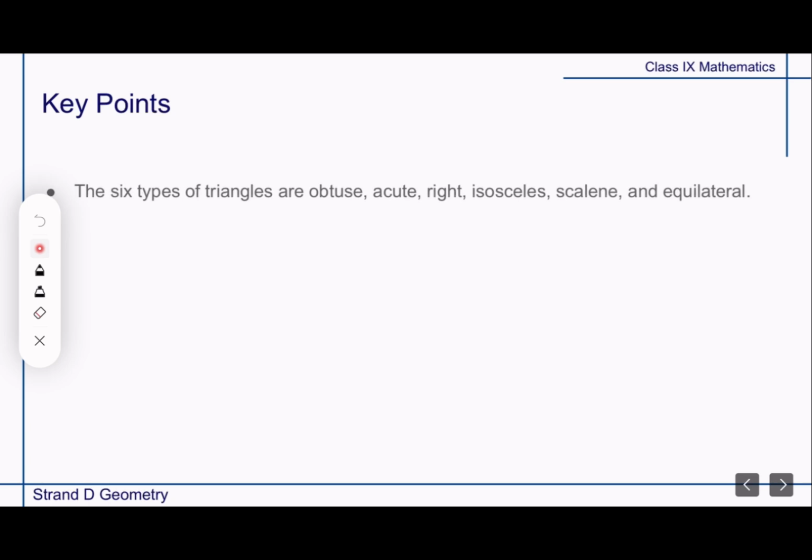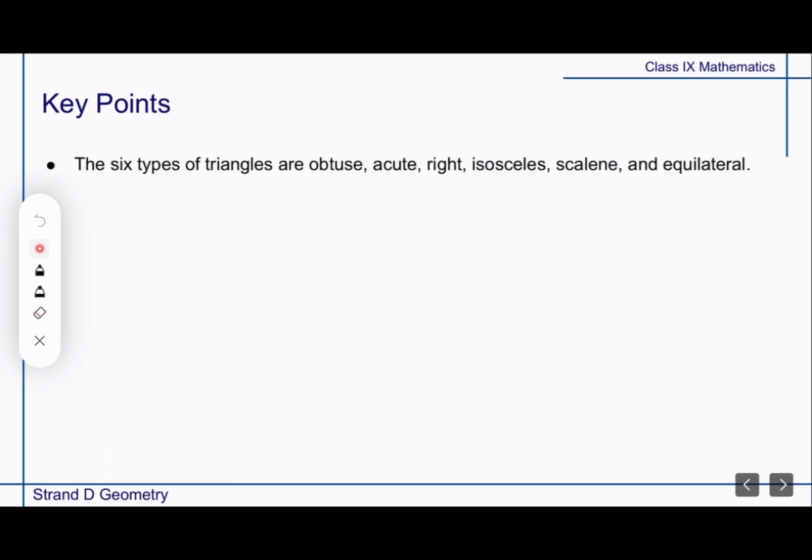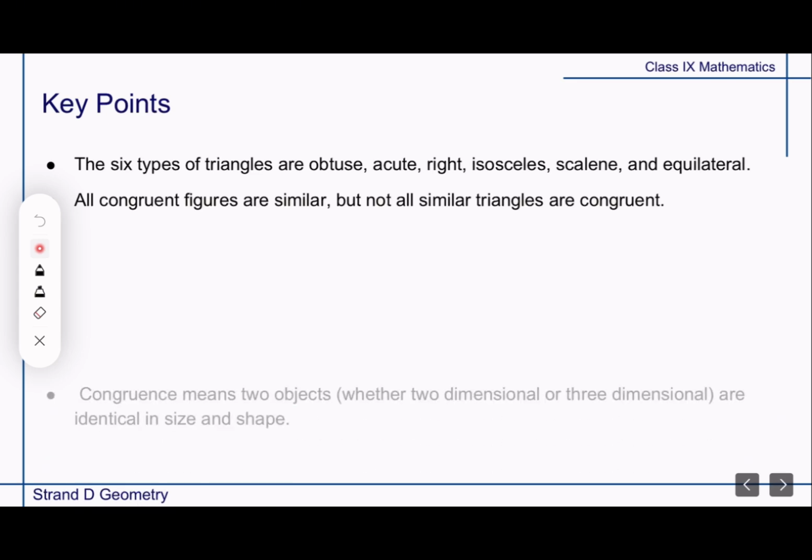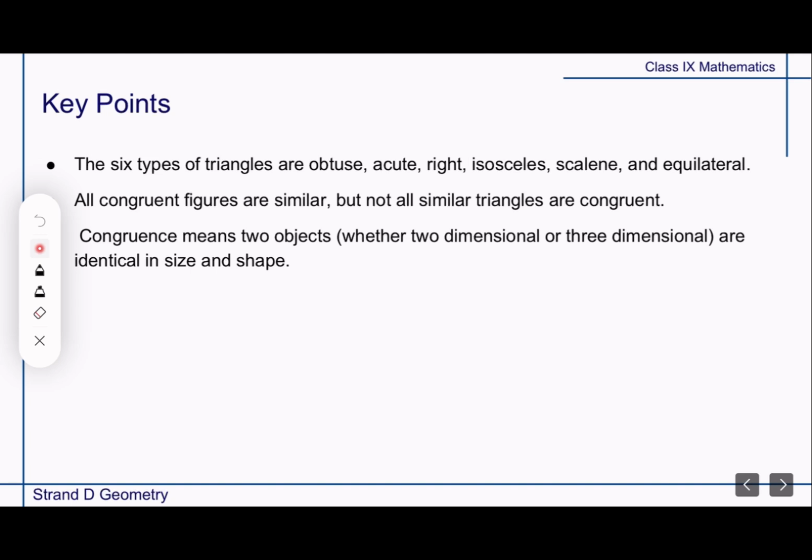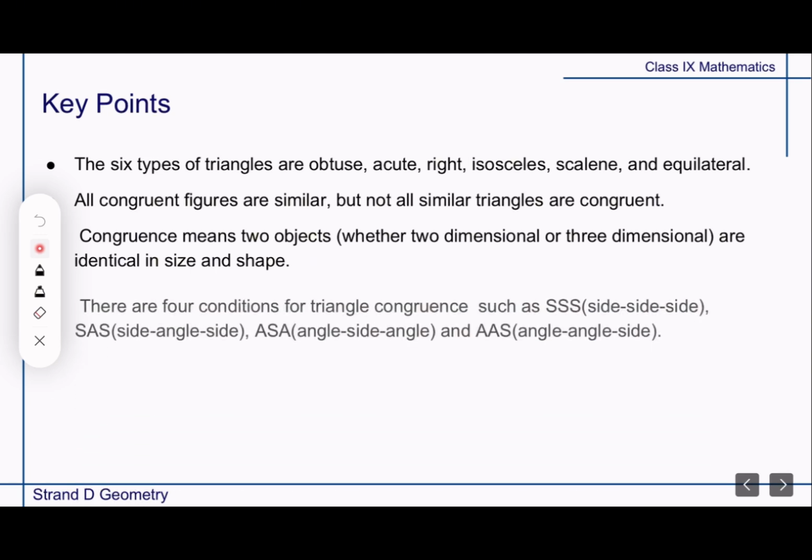The key points from this lesson are: there are 6 types of triangles: obtuse, acute, right angle triangle, isosceles triangle, scalene, and equilateral. All congruent figures are similar, but not all similar triangles are congruent, which makes it very important for you to understand the meaning of congruent. Congruent means same, right? It has to have the same shape and same size.